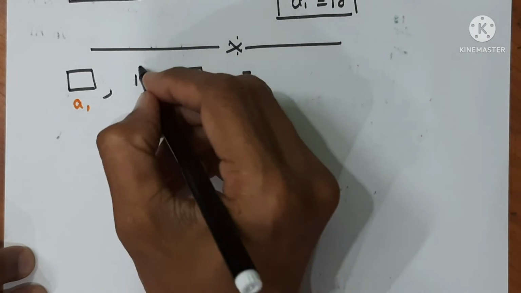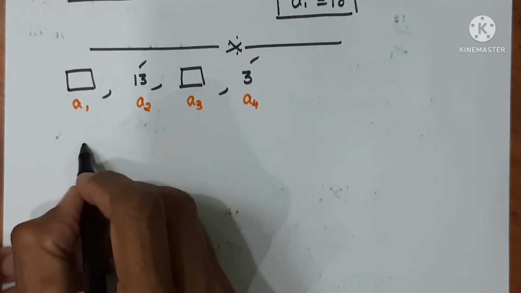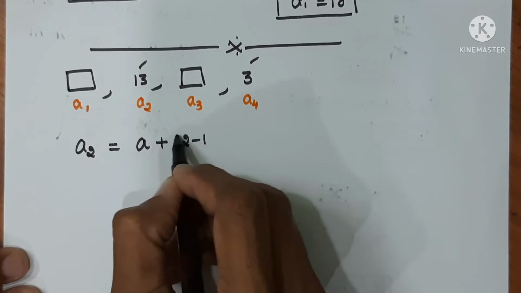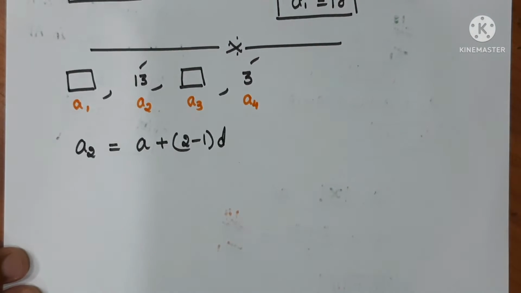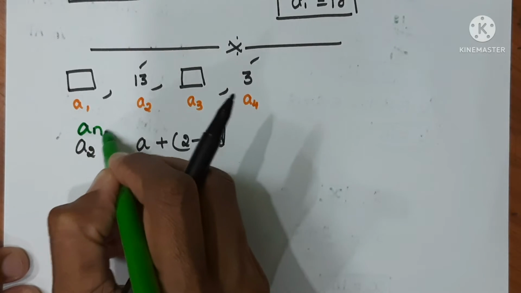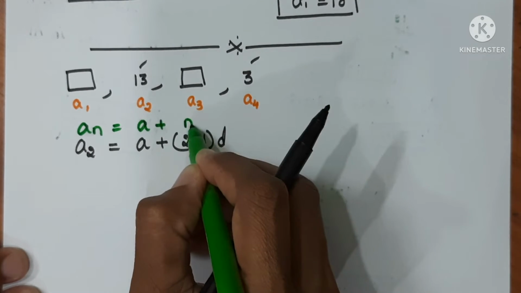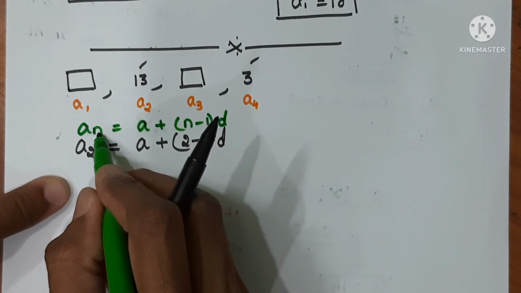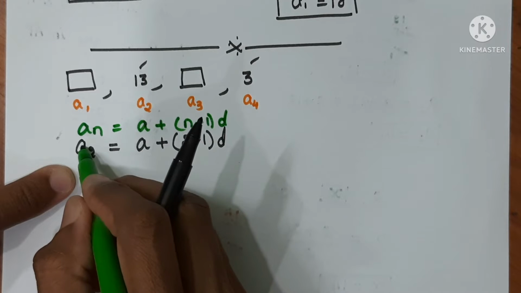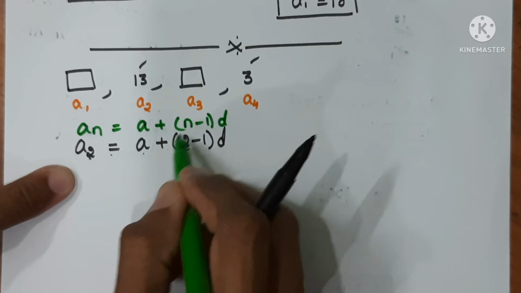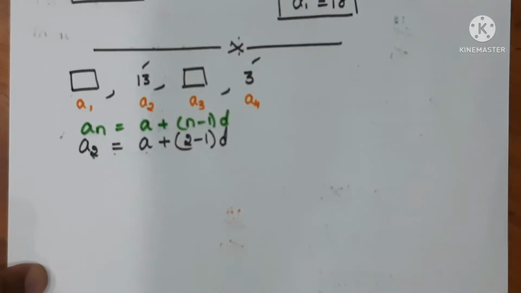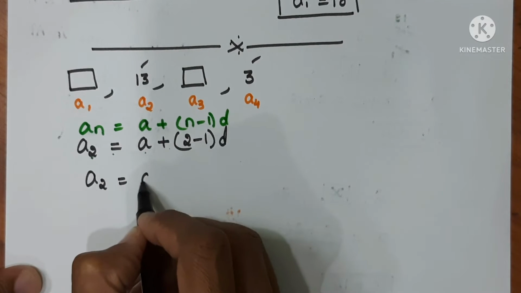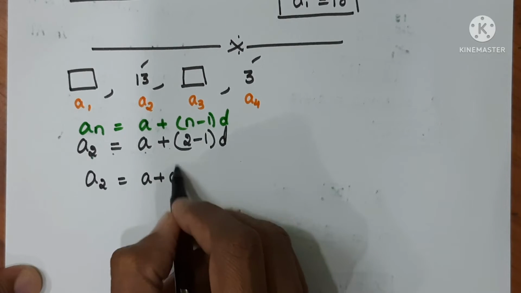Let us use the second term and fourth term. The second term A2 can be written as a plus 2 minus 1 into d. Here we have used the formula directly, that is the an formula: an equals a plus n minus 1 into d. Instead of n, I have written 2 here. So A2 will be equal to a plus, n value is 2, minus 1 into d. After subtracting we get 1d.